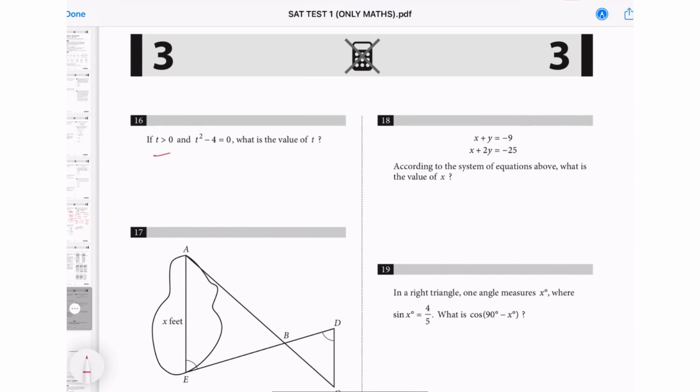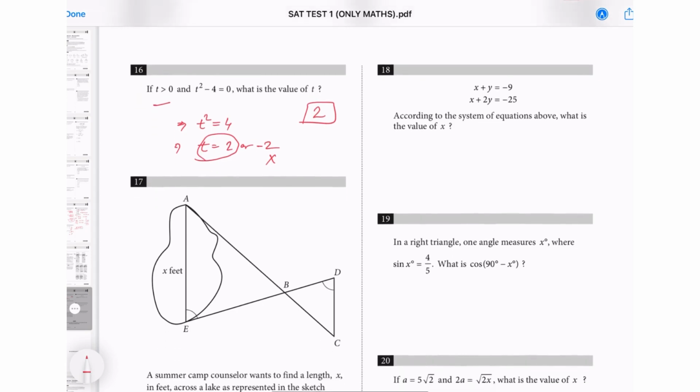If t is greater than 0, it means that you have to ignore the negative values. t square minus 4 is 0. It implies t square equals 4. It implies t can be either 2 or minus 2. But again, we have to ignore this value. So only t equals 2 is the answer. I can write 2 as the answer in the grid.